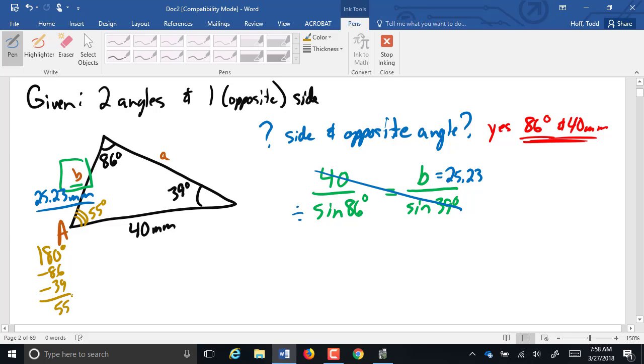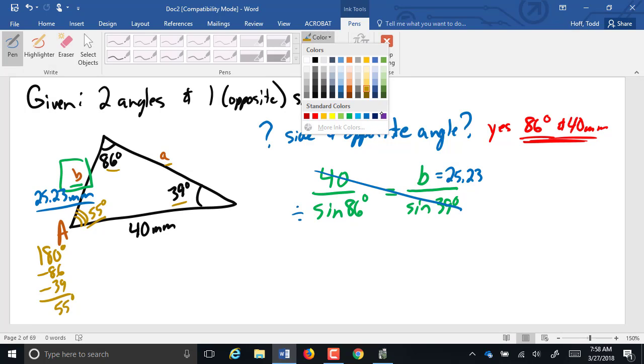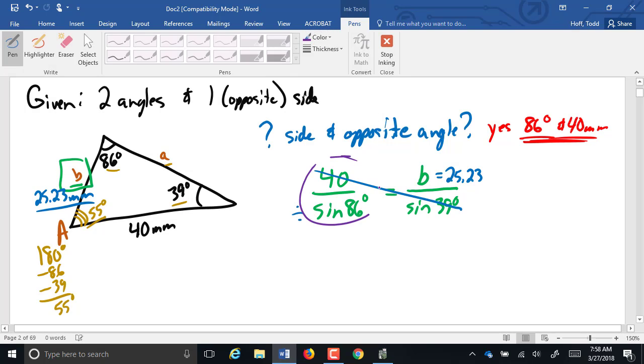Yeah, we take 180 and subtract the other two angles, and we're left with 55 degrees. Once we have two angles, the third one's always easy to find. So now that we have that angle, we can find side A. We start out with the same proportion, the same ratio we had before. We still have the 40 millimeter side over the sine of its opposite angle, which is 86 degrees.